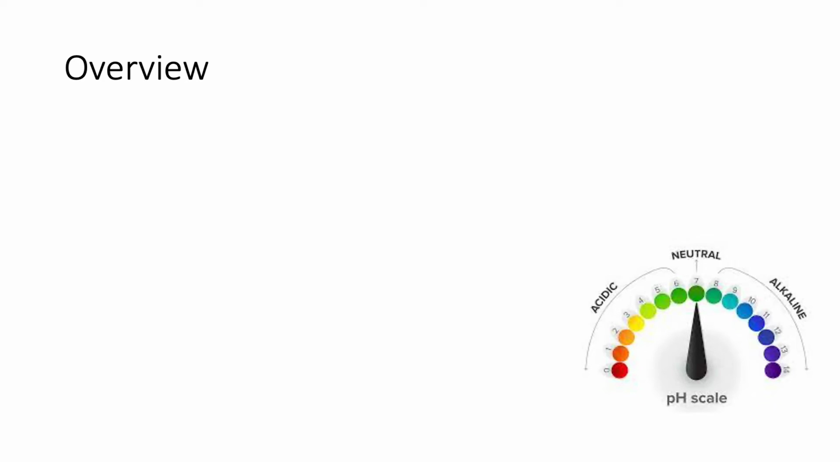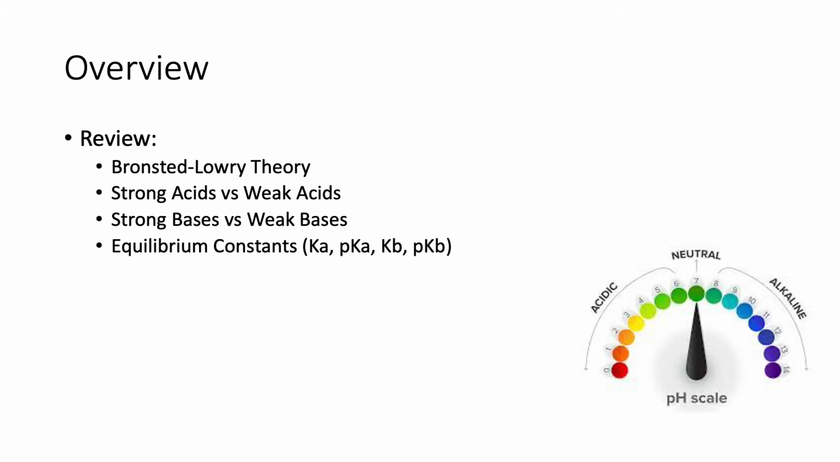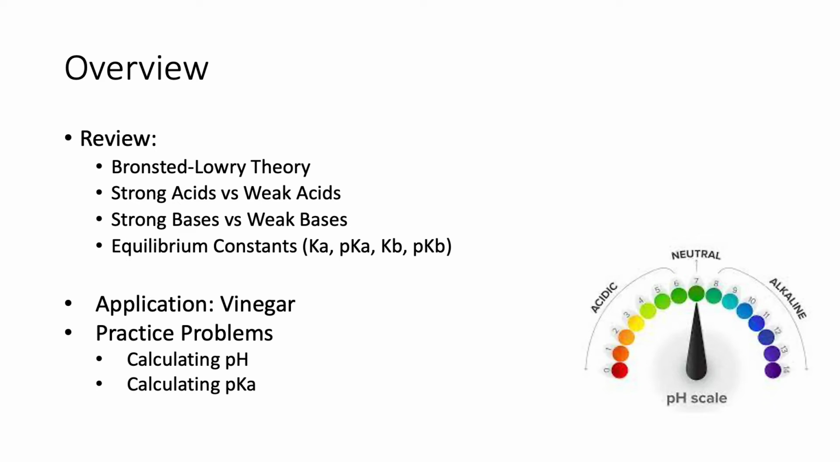We are going to start off with review from the textbook and lecture content as we look at Bronsted-Lowry theory, as well as the differences between strong acids and weak acids, and strong bases and weak bases. Then, we are going to cover equilibrium constants with Ka, pKa, Kb, and pKb. After this, we're going to look at a real-life application of acid-base equilibria with vinegar and how it works when it is mixed with water to clean things. Finally, we're going to go over two practice problems. In one, we will find the pH in a solution, and in the other, we will find the pKa of a solution.